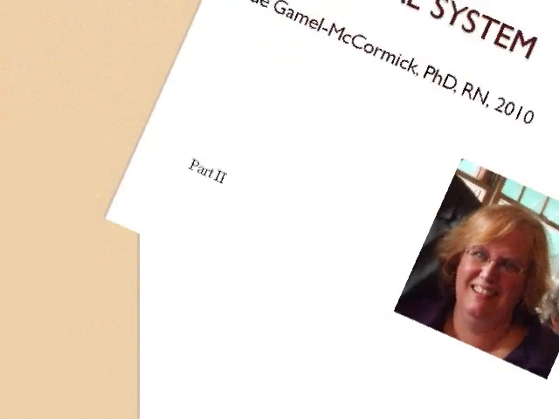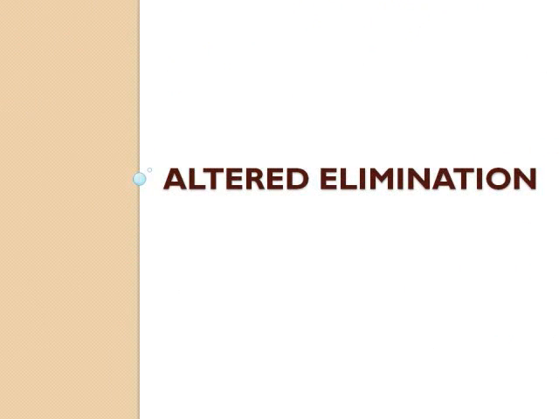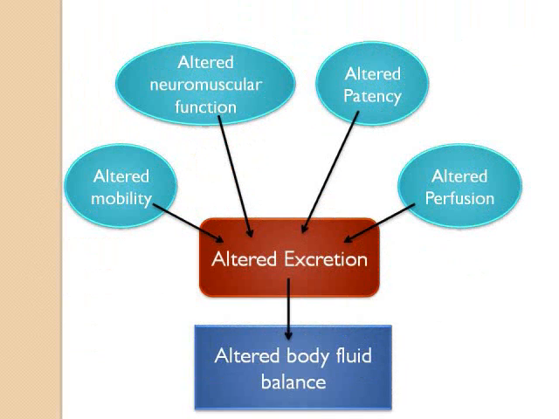Altered elimination. The areas that we're going to be looking at are altered mobility within the urinary structure, the renal structure, altered neuromuscular function, altered patency, and altered perfusion. Changes in any one of these is going to alter the ability of the individual to excrete urine, which is then going to affect their body fluid balance.